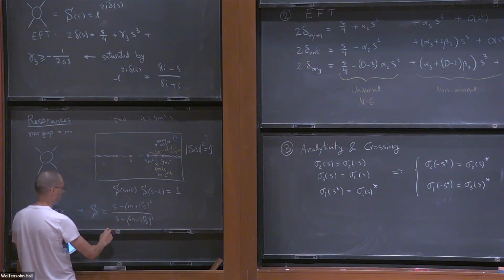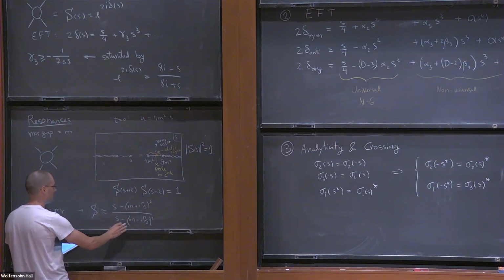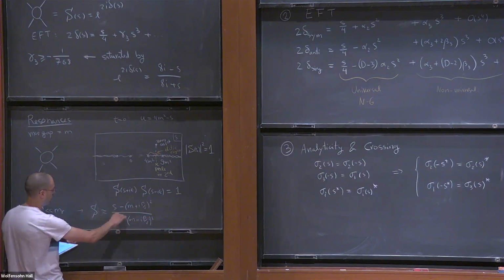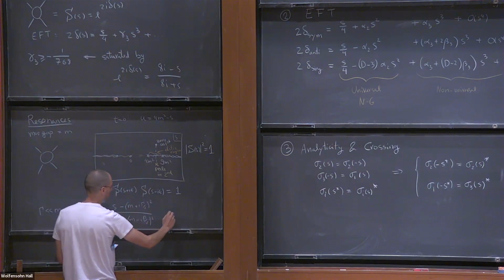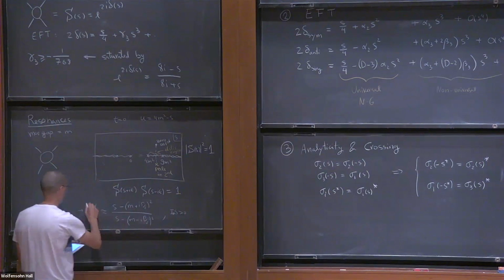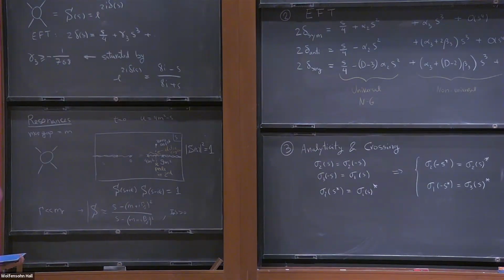Okay, so it has a zero in the upper half plane at M plus iΓ over 2, and it has a pole in the lower half plane, but this is in the second sheet, right? So this is for imaginary part of s positive. This is how you would write the S-matrix on the first sheet, close to a resonance.